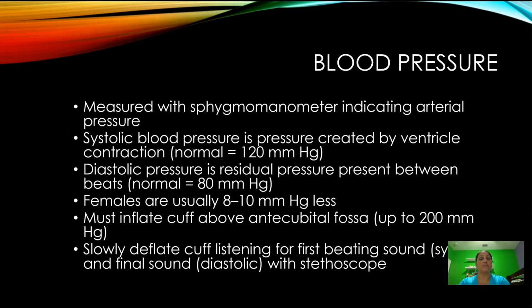Okay. Blood pressure. Blood pressure we measure with a sphygmomanometer and a stethoscope. Okay, so the sphygmomanometer is basically a blood pressure cuff. And what that is assessing is your blood pressure. So systolic blood pressure is going to be the top number. Diastolic is going to be the low number.